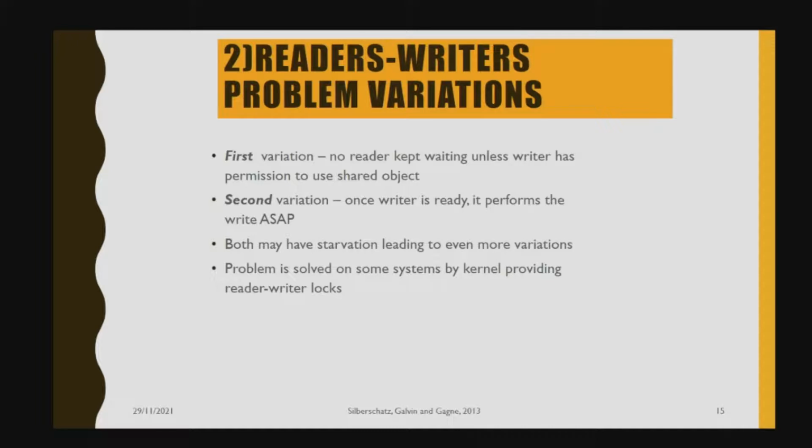So first variation, no reader keeps waiting unless the writer has permission to use the shared object. The second variation, once the writer is ready, it performs the write as soon as possible. So these are the first and the second variation. Both may have starvation, leading to even more variation. In certain cases, instead of only the first and the second variation, it can lead to more variations.